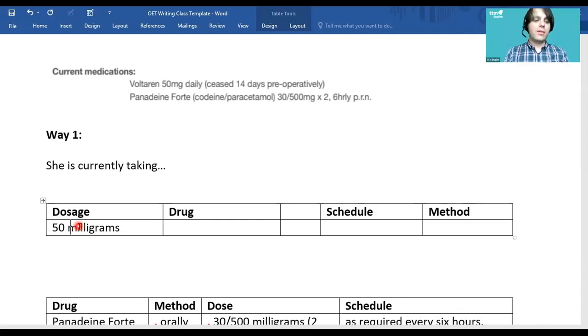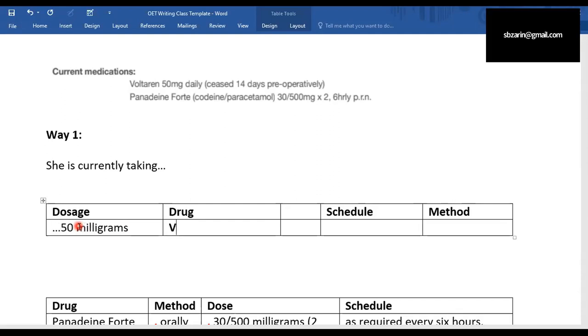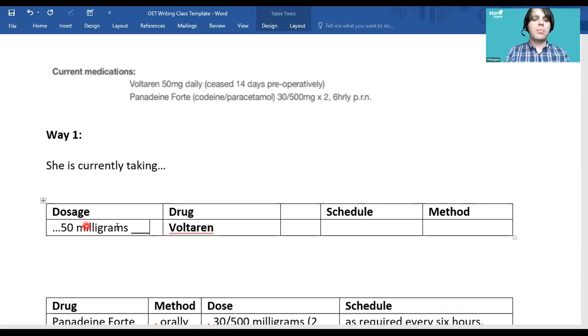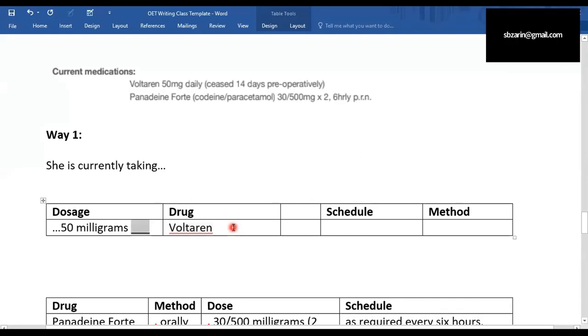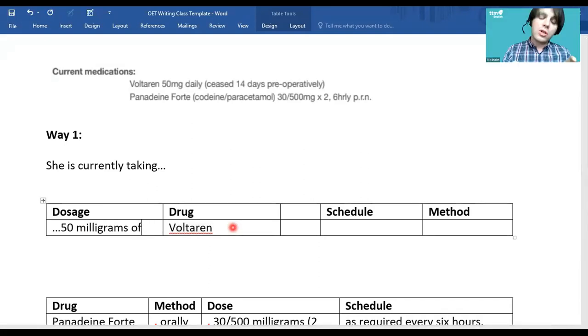I really like this way, guys. Watch this. 50 milligrams. Now the drug. What's the drug? Voltaren. Now I need a preposition. Can anyone tell me what preposition I need? Of. Yeah. Of. This is the most natural way, the way you would say it in a hospital, right? She's currently taking 50 milligrams of Voltaren.